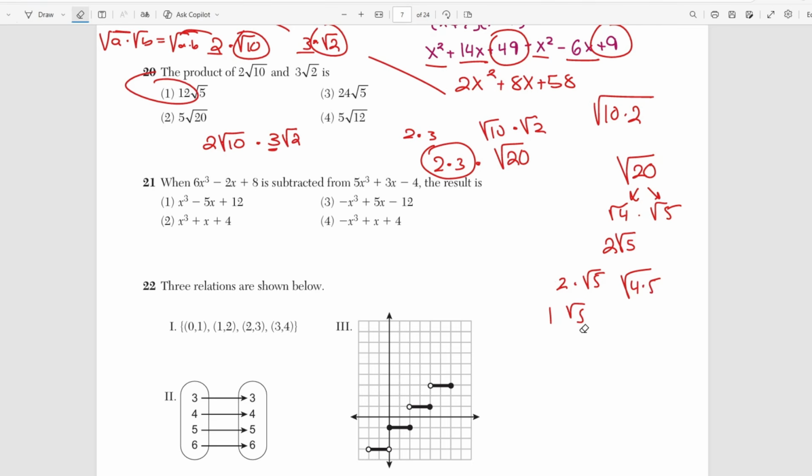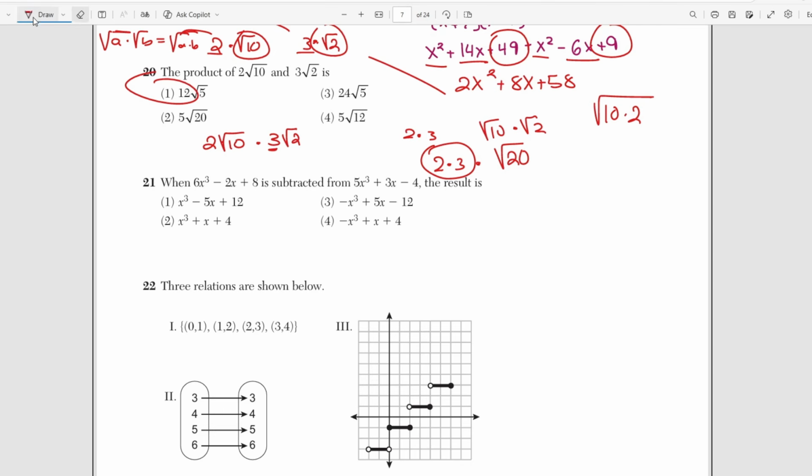Over here, 21 asks us, when 6x cubed minus 2x plus 8 is subtracted from 5x cubed plus 3x minus 4, what is the result? So again, we are just going to have to simplify. So let's write it down. Let's convert English to math, right? So we're going to have to write this down first. Here we have 5x cubed plus 3x minus 4. And then from this, we're subtracting, and we're going to write this in parentheses, 6x cubed minus 2x plus 8, okay?